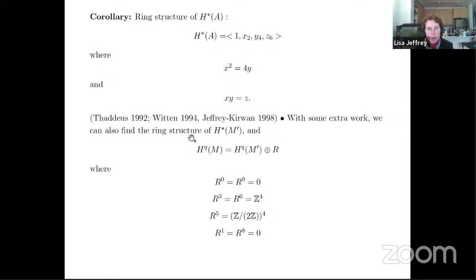We can also find the ring structure of M prime, and then the cohomology of M is the direct sum of the cohomology of M prime with R, where R is 0 in degrees 0 and 9, Z4 in degree 6 and 3 and 6, and in degree 5, R is Z mod 2, direct sum of 4 copies of Z mod 2, and nothing in degree 1 and 8.